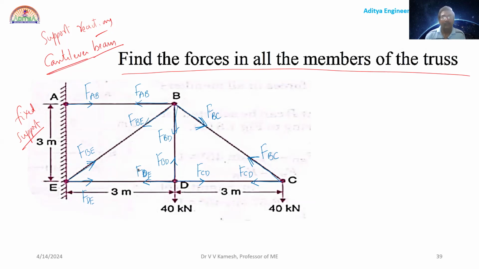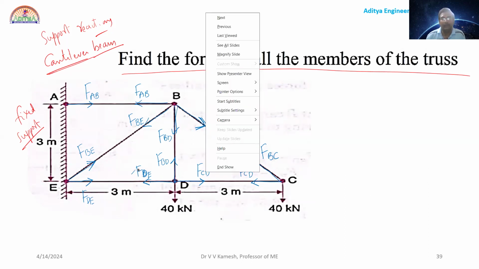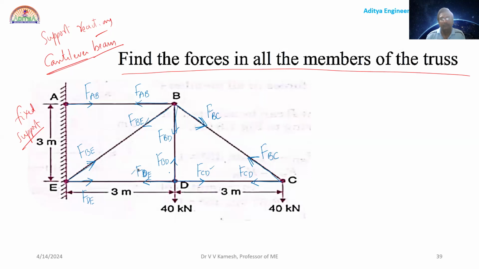Okay. Is there any collinear forces and equal and opposite? Look at the junction D. Here FDE is there, FCD is there. So FDE and FCD will become equal. And again FBD and 40 kilonewton. FBD will be equal to 40 kilonewton.